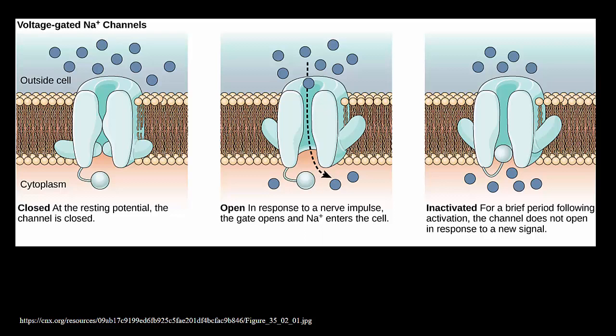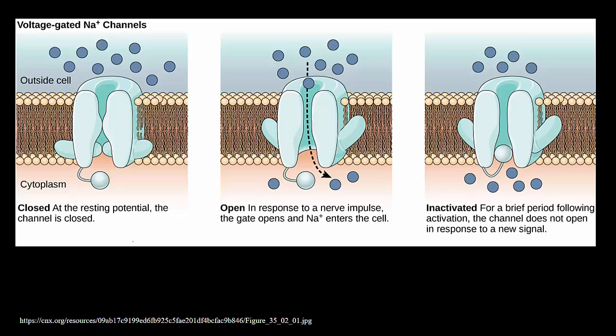There are many different kinds of voltage-gated channels. You need to be specific. So when you're talking about this particular channel, you always have to say voltage-gated sodium channel. Okay? Voltage-gated channel is incorrect. Sodium channel is incorrect. You got to say the whole thing. Voltage-gated sodium channels.